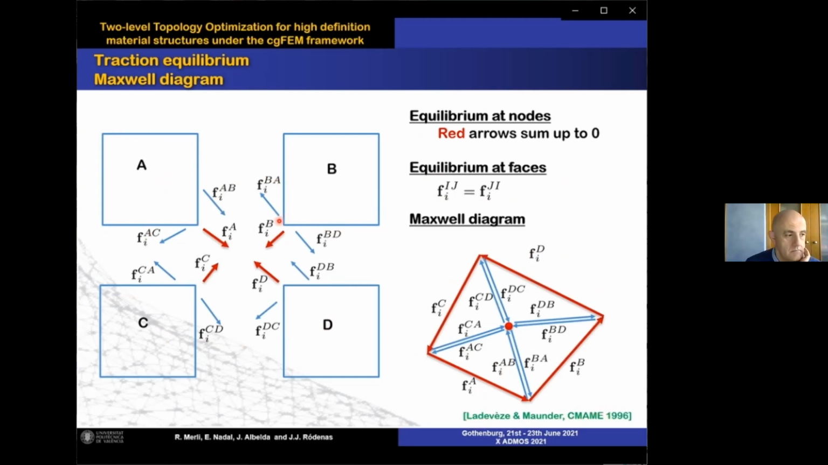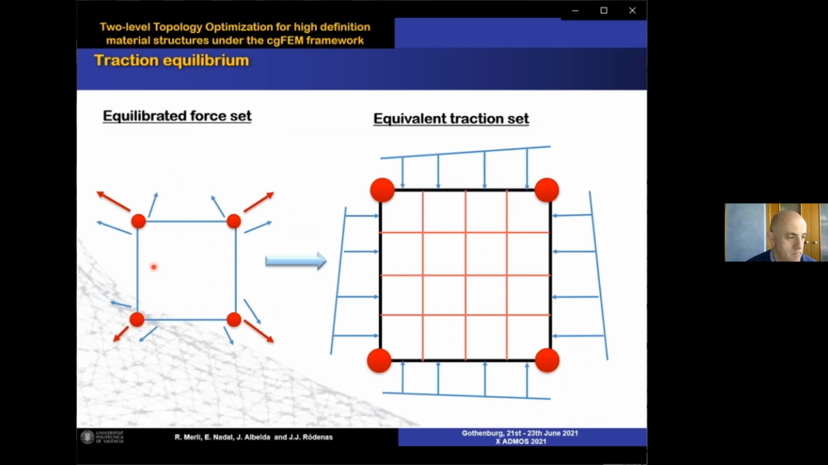This idea comes from the error estimators, and we use these ideas here in topology optimization now. Then, when we have already equilibrated traction fields over the boundary of the elements that come from the finite element solution, then we can define a topology optimization problem with an equilibrated traction field into each one of the elements of the macro problem.